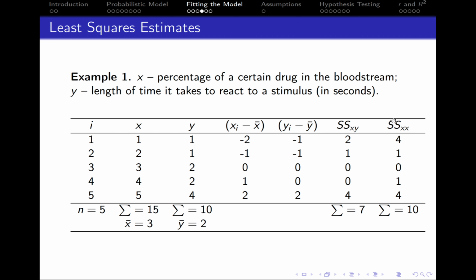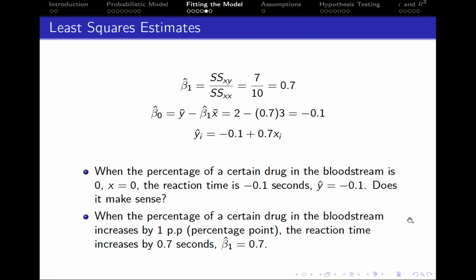And then in the next column, we calculate the product of the difference between x and x bar, and x minus x bar. So in other words, we calculate the sum of squared differences between x and x bar. So negative 2 squared is 4, negative 1 squared is 1, 0 squared is 0, 1 squared is 1, and 2 squared is 4. So when we sum the values in this column, we get the value of 10.